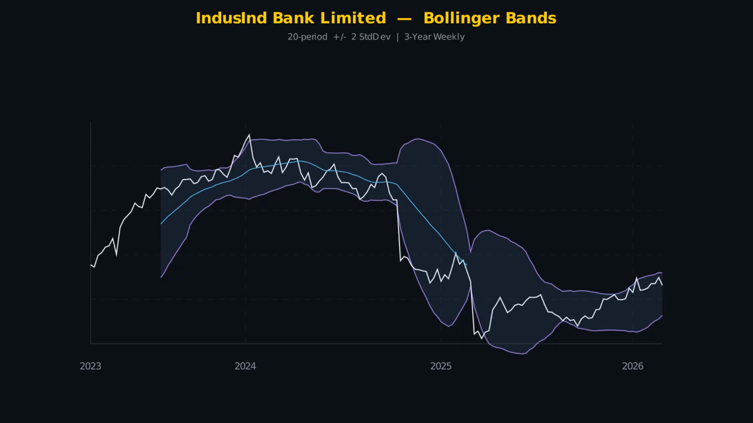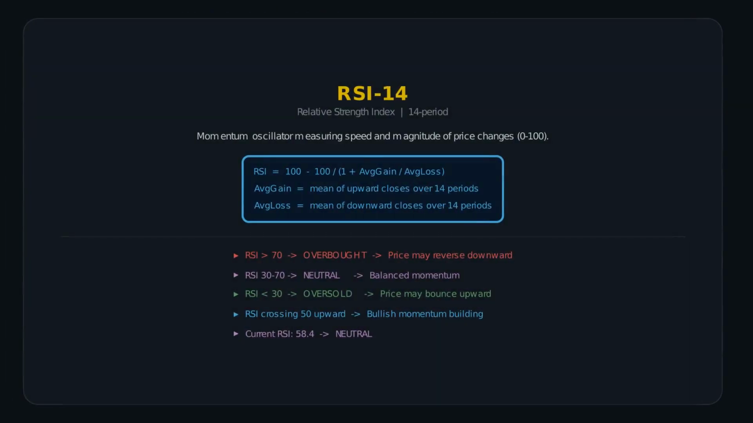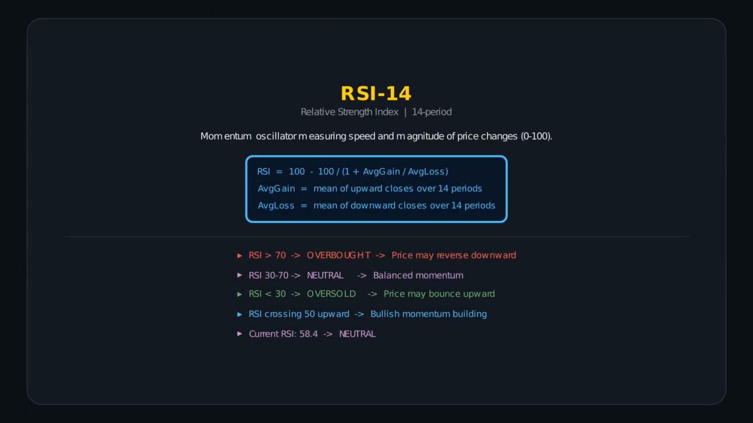Currently, the bands show wide volatility at 35.9%. The price is inside the bands, consolidating. Notice how the price repeatedly bounces between upper and lower bands over this 3-year period. Each touch of a band is a signal. Now the RSI, or Relative Strength Index.